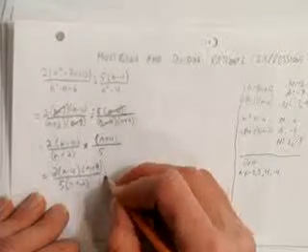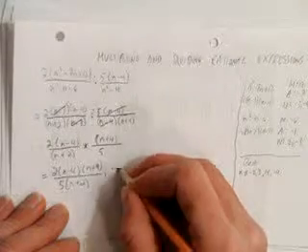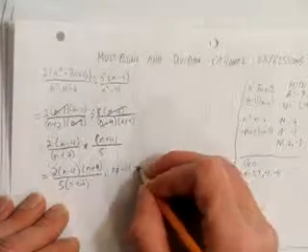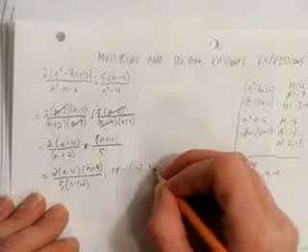So, now that I'm done, I'll state my restrictions. And I'll do them in numeric order from smallest to biggest. N cannot be negative 4, negative 2, 3, or 4.